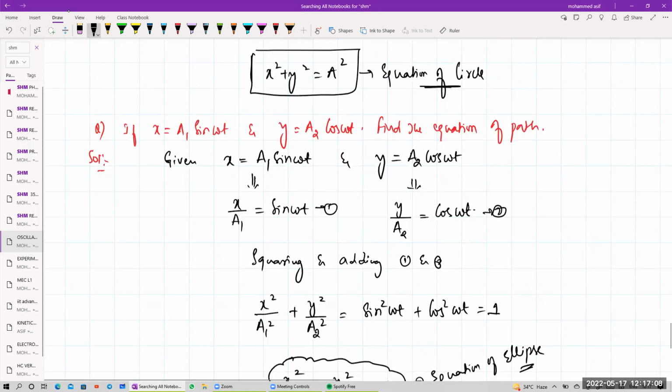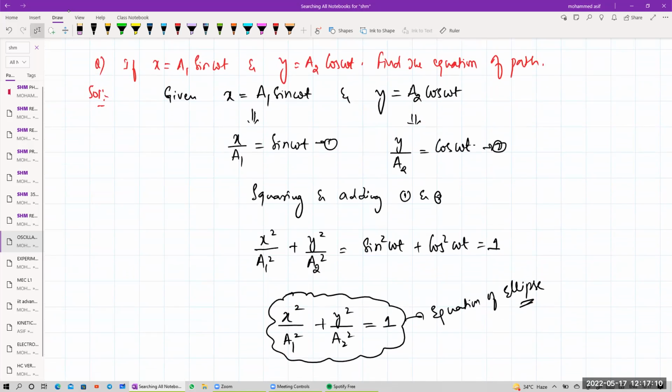So one more equation. Try this problem now. If x is equal to a1 into sin omega t and y is equal to a2 into cos omega t, find the equation of path. Given x is equal to a1 sin omega t and y is equal to a2 cos omega t. So I can write from this one, x by a1 is sin omega t and y by a2 is cos omega t.